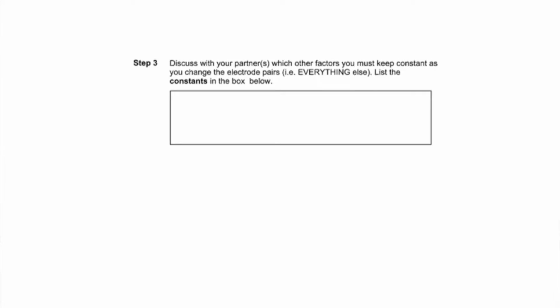Now move on to step 3. Fill in the box with the things that must be kept constant during the experiment. Remember, the electrode pairings are the IV and can be the only thing that changes from one trial to the next.